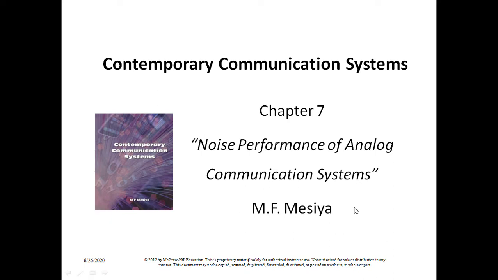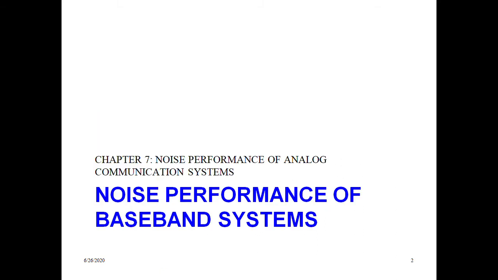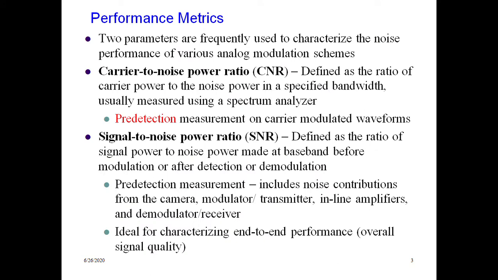Alright, today I will share with you about noise performance of analog communication system. We have come to the last chapter, which is chapter 7. Previously we learned about random noise in analog system. There are 4 types of random noise that exist, and we learned also how to do the characterization on each block.